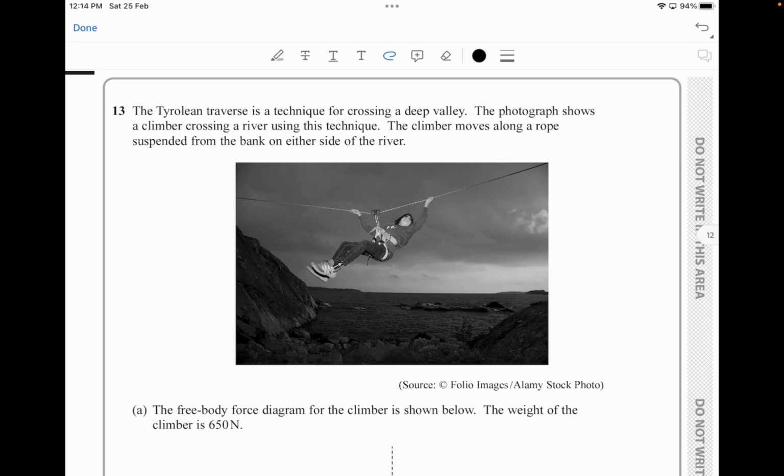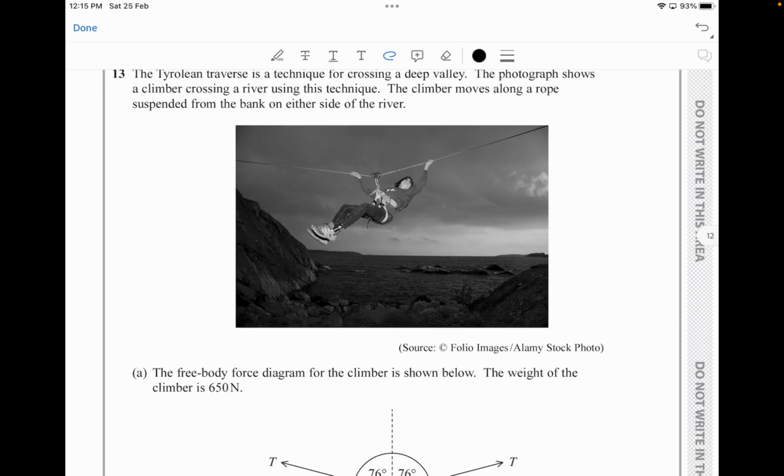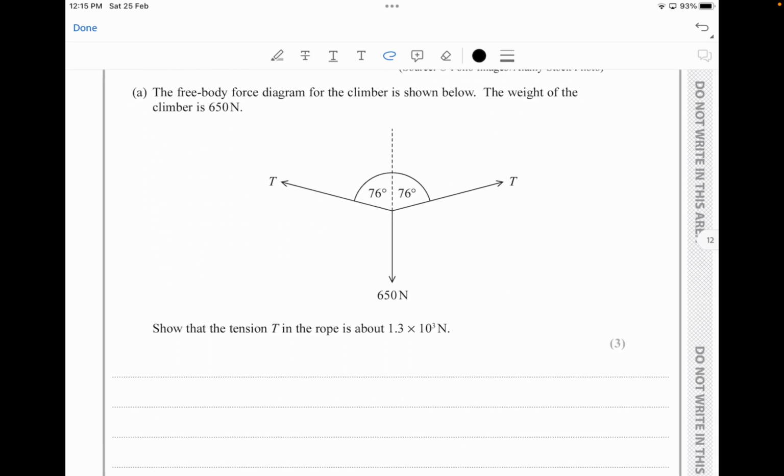Now, the next question: a Tyrolean traverse is a technique for crossing a deep valley. The photograph shows a climber crossing a river. Using this technique, the climber moves along a rope suspended from the bank on either side of the river. The free body force diagram for the climber is shown below. The weight of the climber is about 650 newtons, so we have to know that. And we can see the diagram, and we have to show that the tension in the rope is about 1.3 times 10 raised to the power of 3 newtons. So the first thing we have to do is find out the vertical component of the tension.